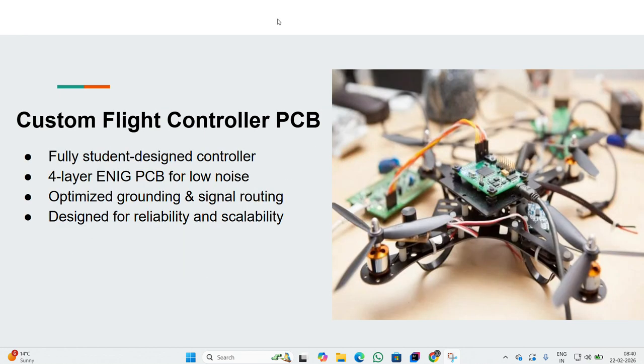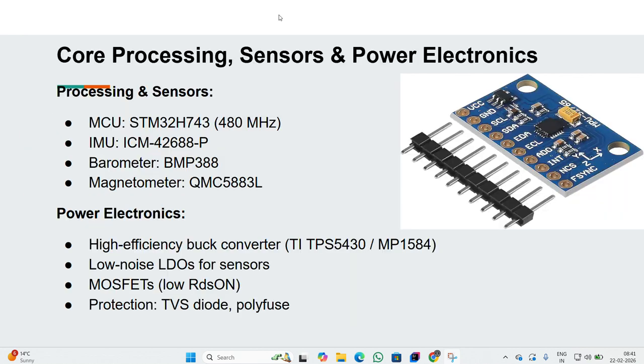In this slide, we will discuss the custom flight controller PCB. A fully student designed controller, 4 layer ENIG PCB for low noise, optimized grounding and signal routing, designed for reliability and scalability.